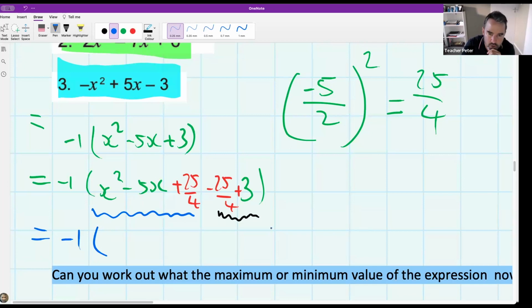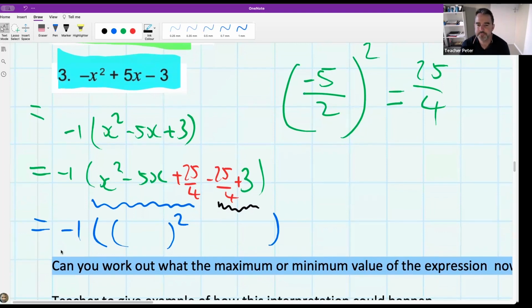I want to know what comes next. I know this is going to be a perfect square, and there's going to be something there. So I want everyone to help me find that. So -25/4 plus 3, what's that going to end up being? So negative, that's going to be 6 1/4 plus 3, so 3 1/4.